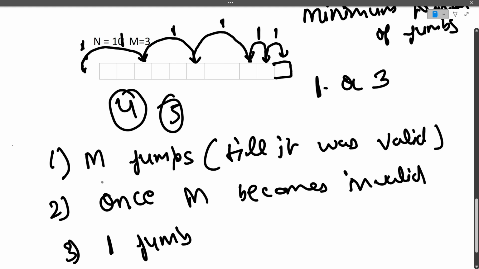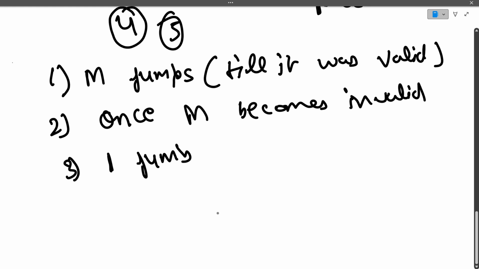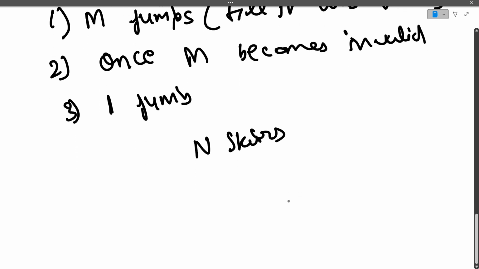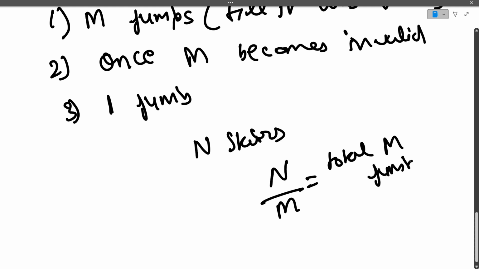So till we were taking m jumps as starting, till it was valid, but once m becomes invalid, we started taking one jump at a time only. So how many m jumps can we take? We have a total of n stairs, so simply n divided by m will give us the total m jumps.